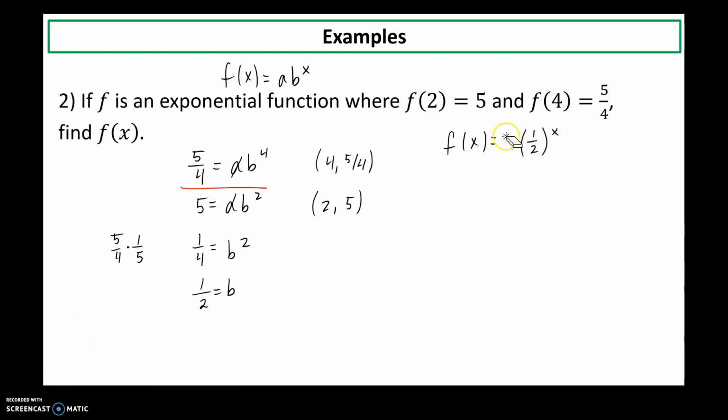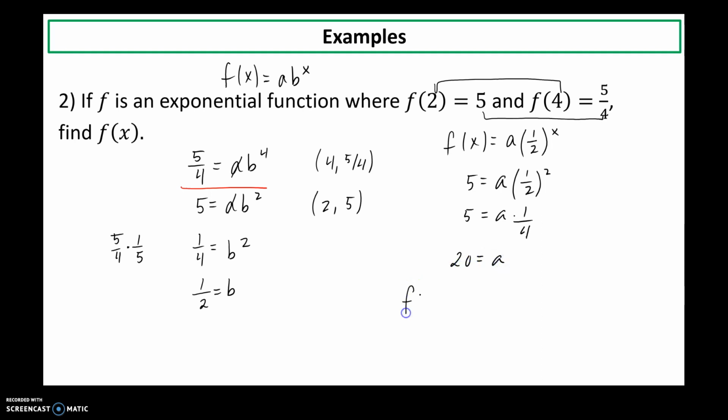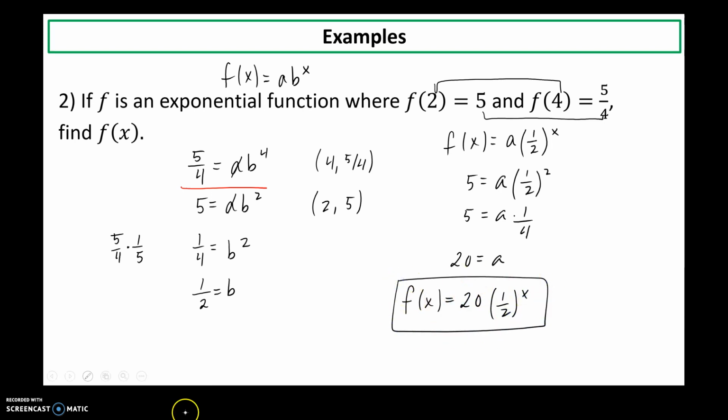Now just looking at that, if b is equal to a half, this would represent exponential decay. And that makes sense because as x is increasing, my y values are getting smaller. So now pick one point, it does not matter which one you choose, to be able to solve for a. So I'm going to get 1/2 to the second power. 5 equals a times 1/4, squaring both the top and bottom. So 20 would be my initial value. f of x equals a times b to the x power. There's my exponential function.